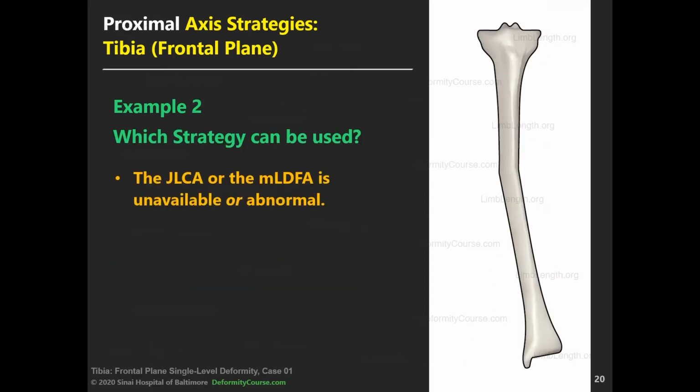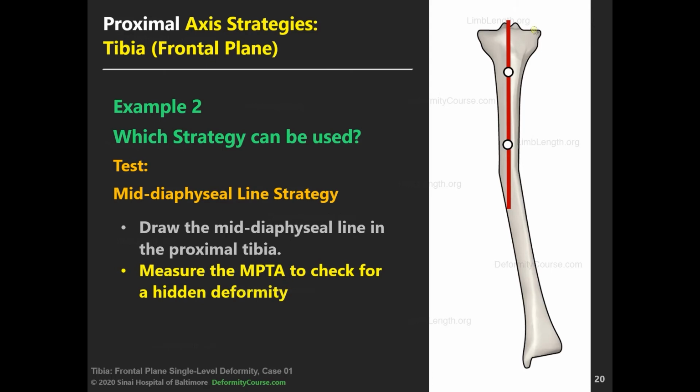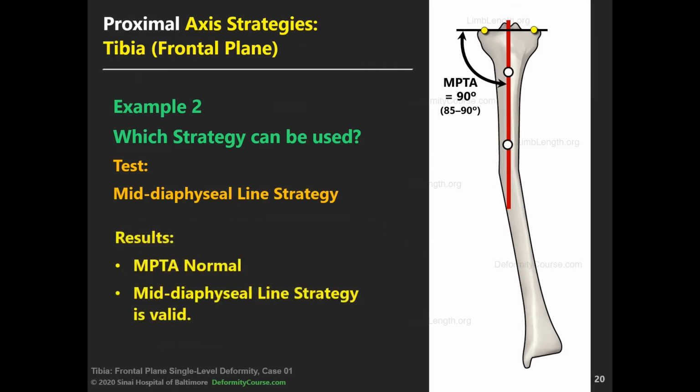In the second example, where we do not have a femur proximal on that X-ray, well, we cannot really use this strategy number one. And to verify if a normal MPTA is created with that mid-diaphyseal line, in this case, we have an MPTA of 90 degrees, which is within normal limits. Thus, strategy number two can be used.